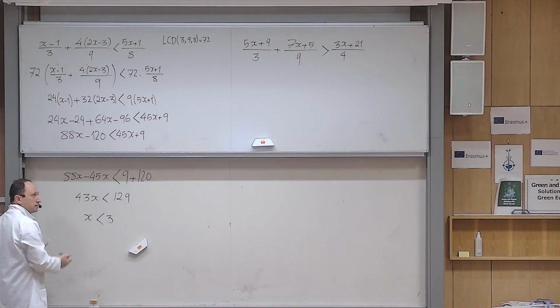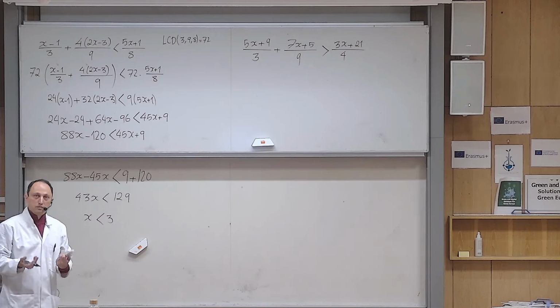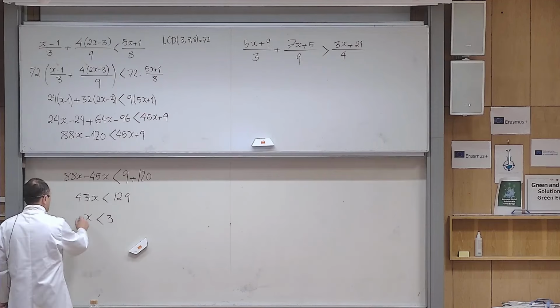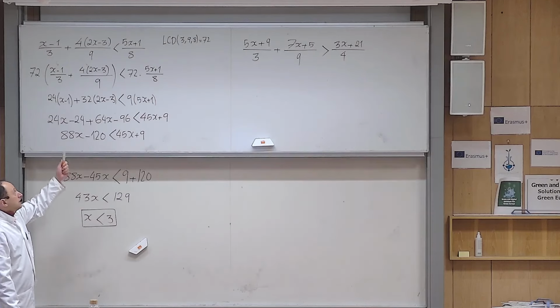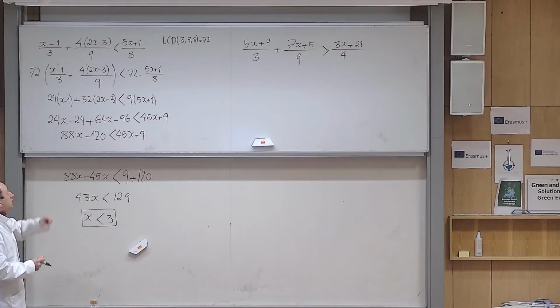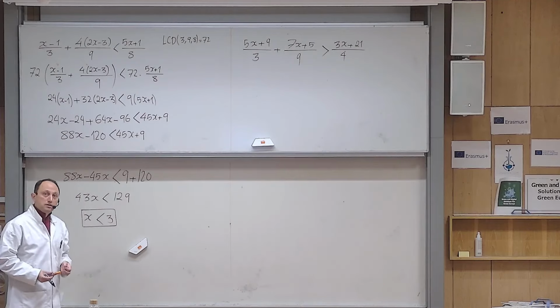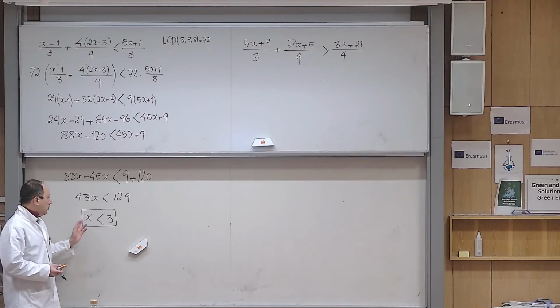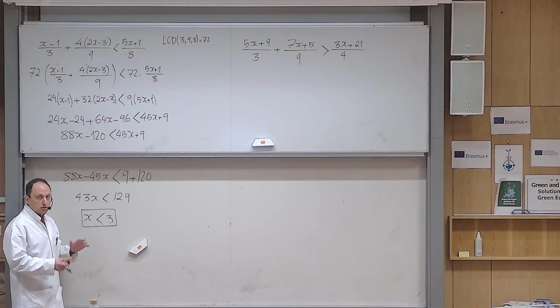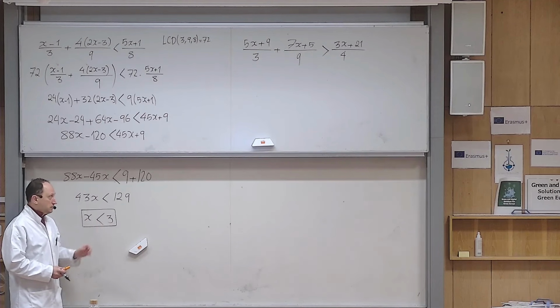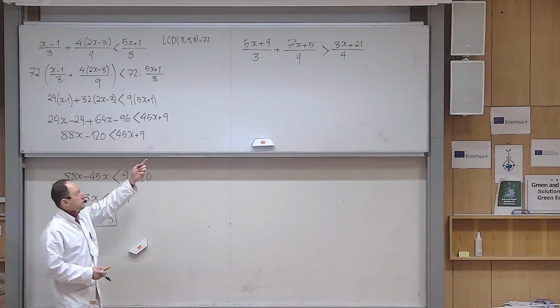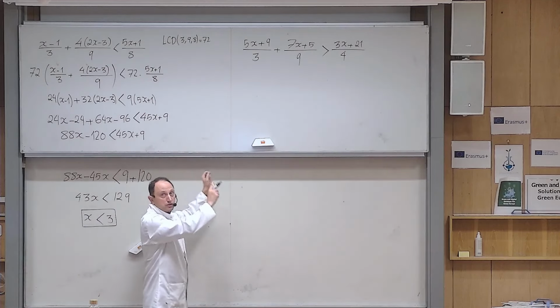Because I am dividing by 43 and 43 is a positive number, I don't need to be worried about swapping the direction of this inequality. This is the solution of that inequality. So as far as only this inequality is concerned, all the numbers, integer or non-integer, it doesn't matter, all the numbers less than 3 are acceptable. But let me go to the other one, because I have to consider them simultaneously.